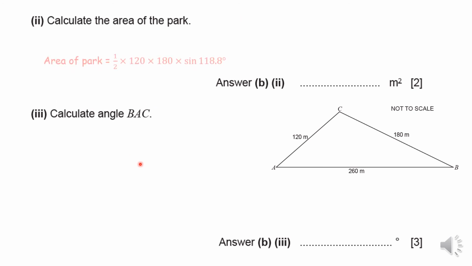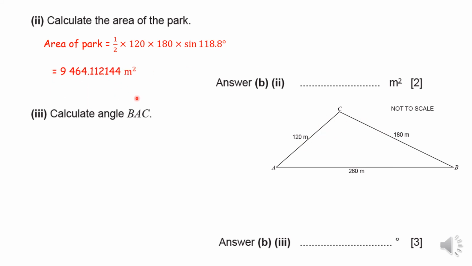Now we should calculate the area of the park, so we just use our formula. The area of any triangle: half times 120 times 180. Then you multiply that by the sine of the angle that is flanked by the two sides, okay? And once you do that, you give your answer correct to 3 significant figures, which is 9,460 square meters. Now they ask us to calculate angle BAC, so the sine rule comes into effect, okay? Sine of angle BAC over 180.